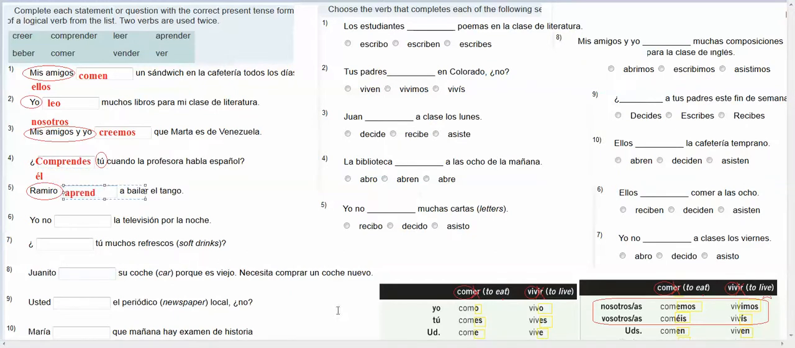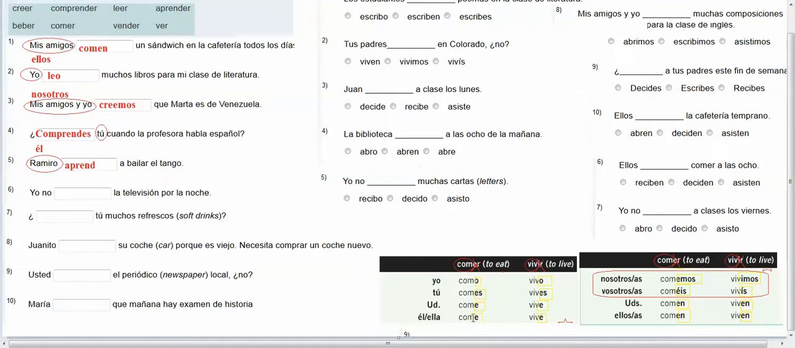Okay, and for he, if you go down here, here's he, it's an E that you add on the end. We would write aprende. Yo no blank la televisión por la noche. The person who's doing the watching is I. And so the verb that I put in here is ver.